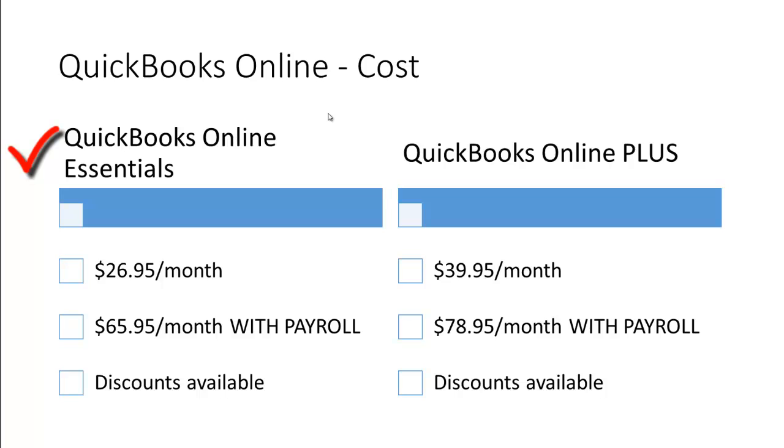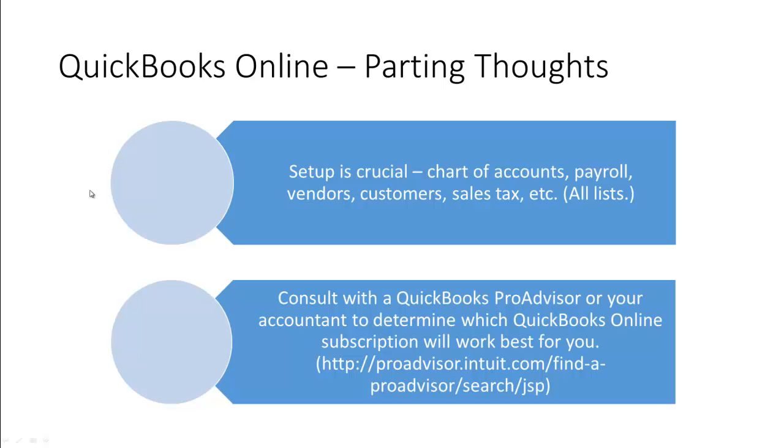There are always discounts available on any of these versions. The QuickBooks Online Plus, which has more of a robust inventory feature. Basically, most all of you are going to be able to use either one of these programs. I suggest starting with Essentials or even Simple Start and going up if you need to later. QuickBooks Online Plus is $39.95 per month, $78.95 per month with payroll, and again, discounts are available on all of these versions.